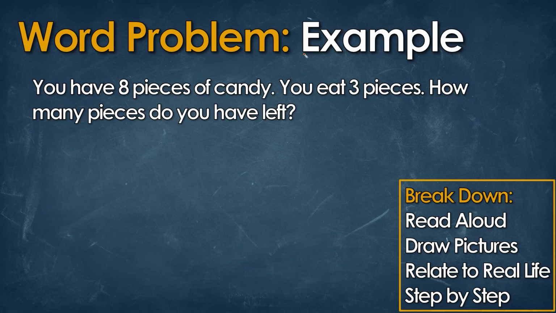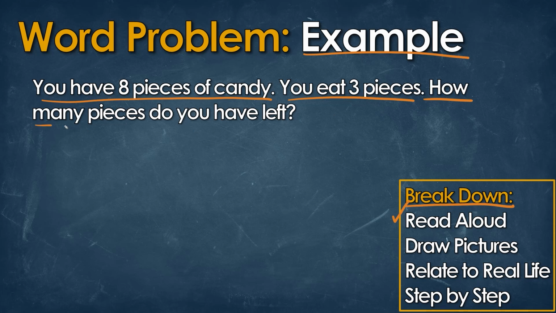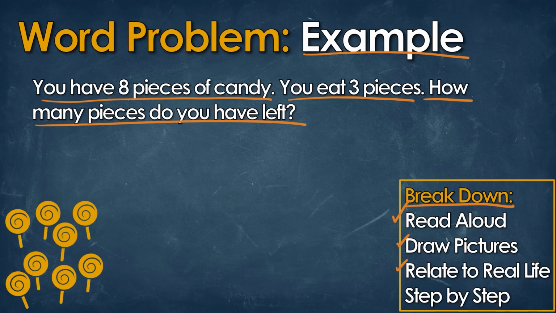So we'll do an example here. First, again, we start by breaking it down. We'll read out loud. You have 8 pieces of candy. You eat 3 pieces. How many pieces do you have left? So we can draw some pictures, and we can also relate in real life at the same time. We can talk about what kind of candy do you like. Maybe I even might do it for myself and say, you know what, actually, I really like lollipops. We can talk about candies that we don't like. We really just want to make it into a story so that the child can actually visualize what's going on.